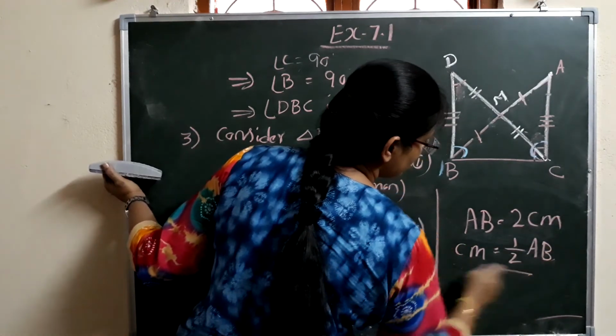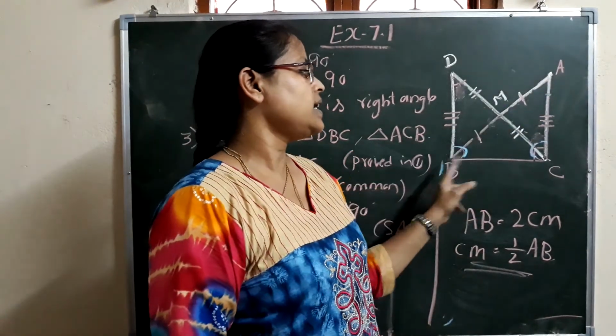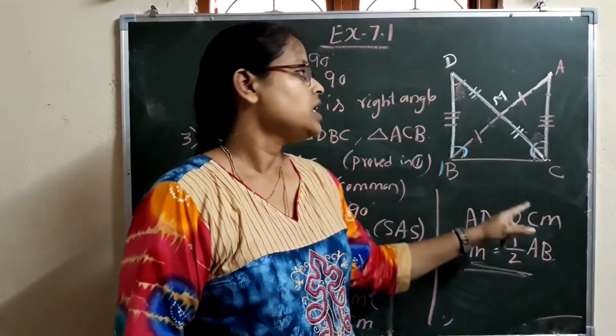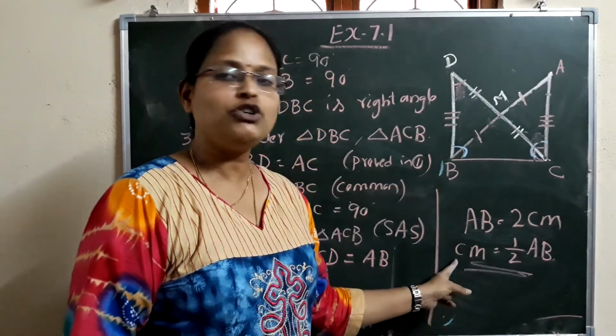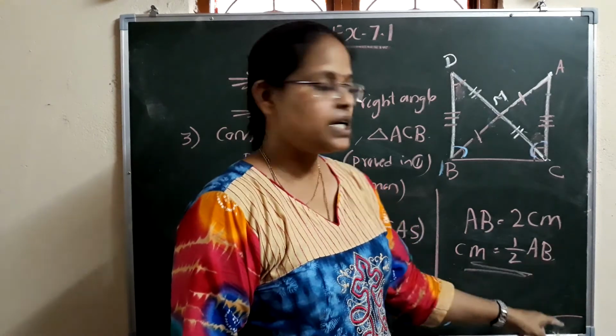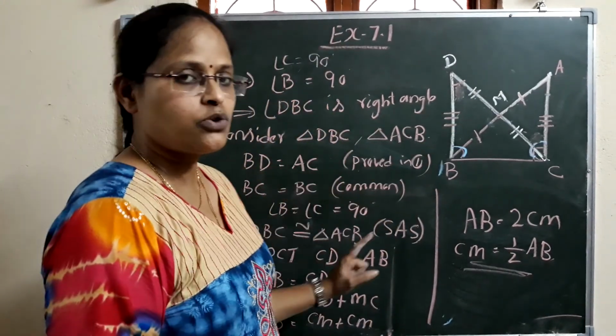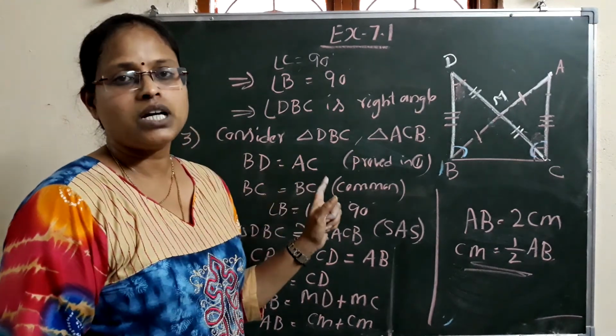Children, a very important question. This is also asked in the exam. By giving only triangle ABC right angled at C and M is the midpoint, he'll give you only this statement. Prove that CM is equals to half AB. But you need to prove the above all conditions. So that's why practice this question very well for the examination point of view.